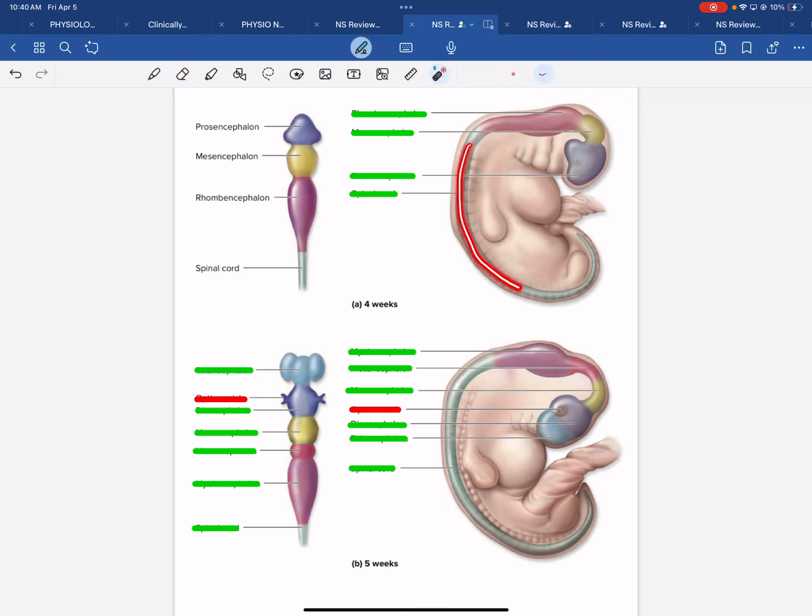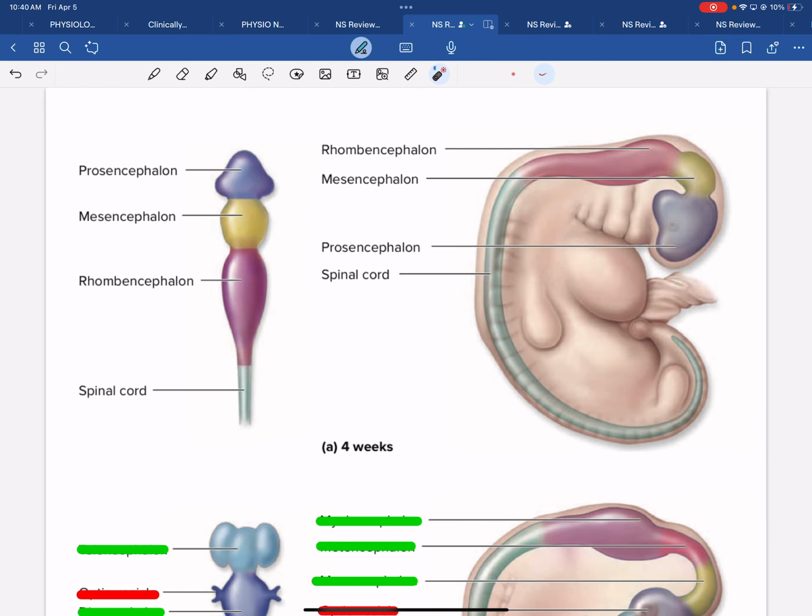What is this? Spinal cord. What is this? Rhombencephalon. Good. Oops, sorry, I didn't uncover the right one. What about this one? Mesencephalon. Good. This one? The prosencephalon. Good. So those are the names.